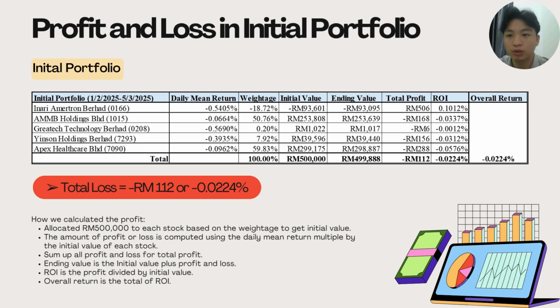Based on the table, all the stocks are making losses in the initial portfolio, except Inari Amertron Berhad, which has a profit of 506 ringgit. Among the stocks, Apex Healthcare Berhad faced the highest loss compared to the others, which is negative 288 ringgit. In conclusion, the overall return on the initial portfolio is negative 0.0224% or negative 112 ringgit.